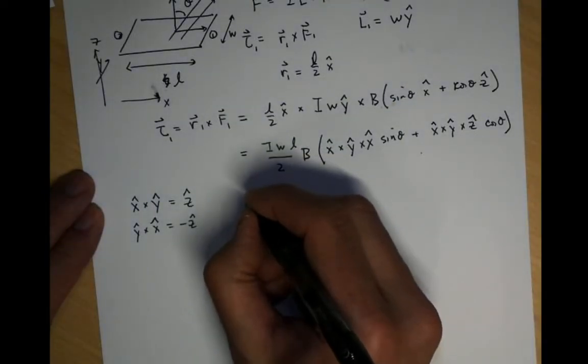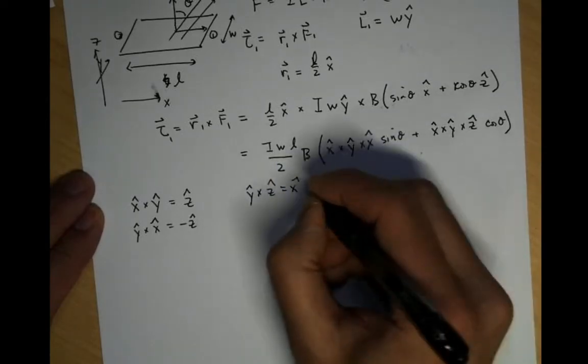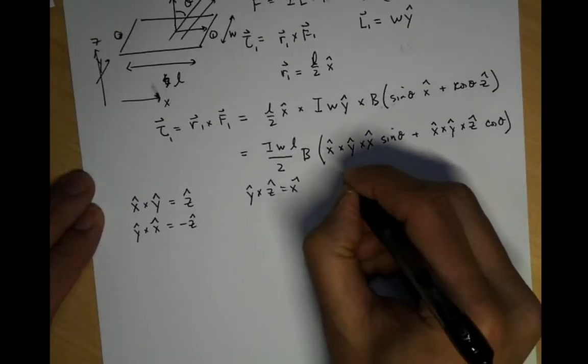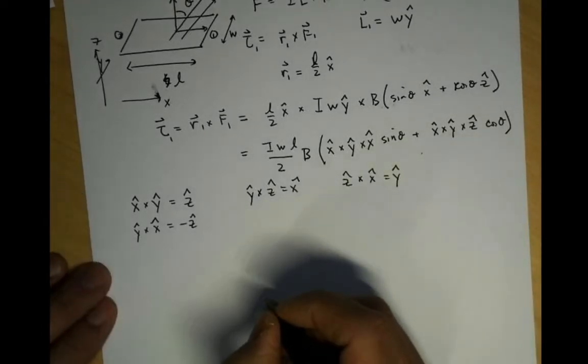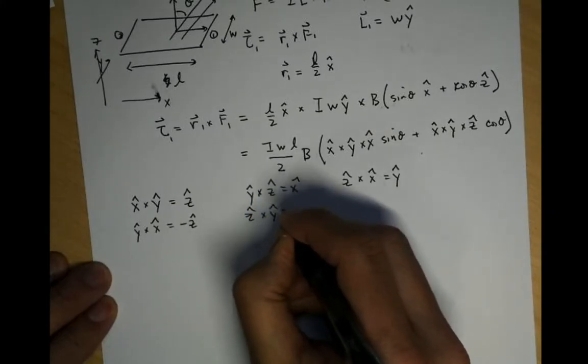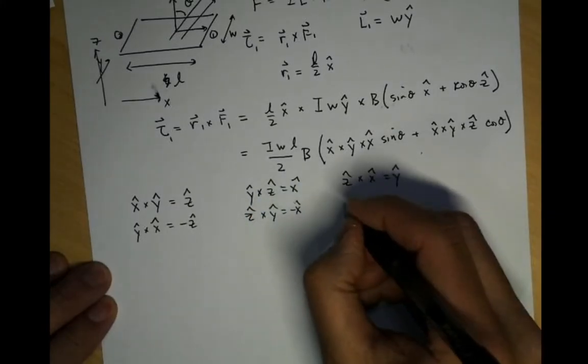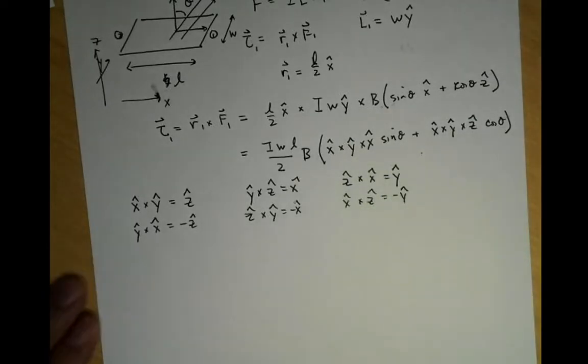So ŷ cross ẑ equals x̂, and then move one more time: ẑ cross x̂ equals ŷ. All right? Okay, and then we flip them again. ẑ cross ŷ equals minus x̂, and x̂ cross ẑ equals minus ŷ, right? Just a few things that you need to know, right?